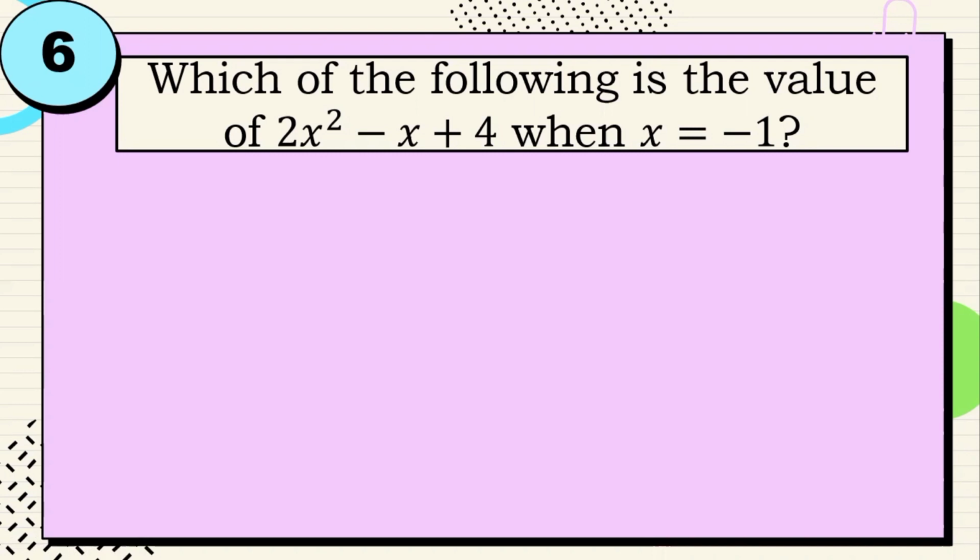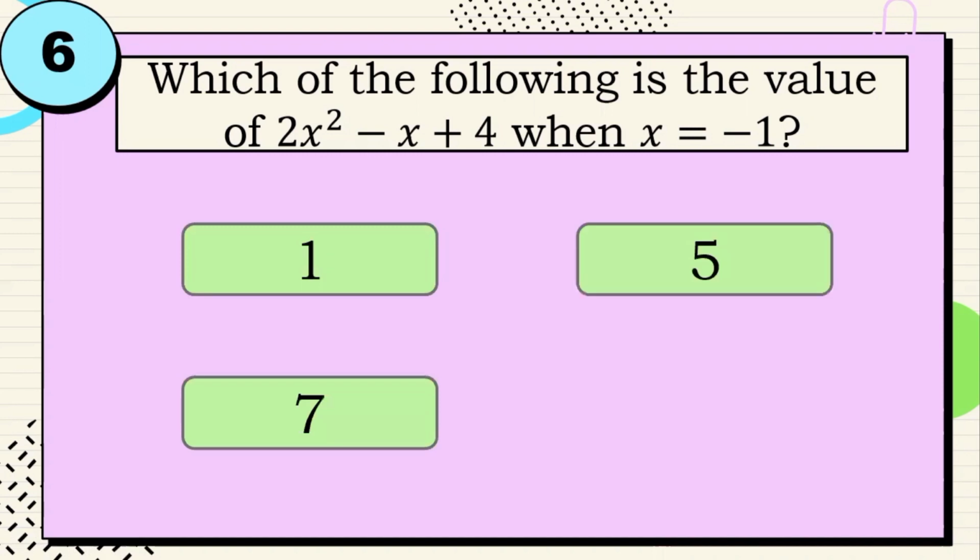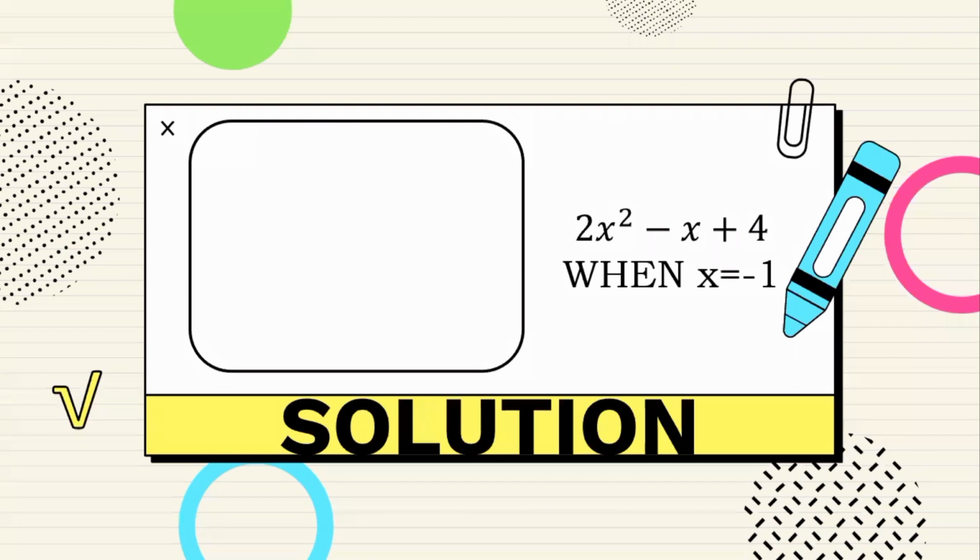Okay, we have the following choices. We have 1, 7, 5, 3. What do you think is the answer? Okay, very good. The answer is 7. How, sir? Okay, let's try to solve. So we have now 2x squared minus x plus 4. So we just simply need to substitute the value of x, which is equal to negative 1.